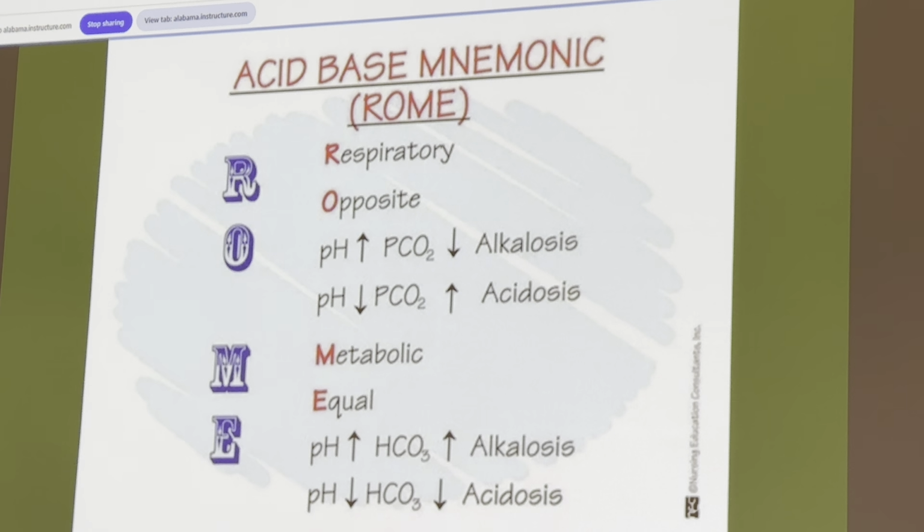I like Rome method. Respiratory opposite. So your pH level and your CO2 level are gonna be opposite of each other. You're gonna have an inverse relationship with each other. If your pH is low, your CO2 is high, that's gonna be your respiratory acidosis or alkalosis, depending on which way we fall. And then your metabolic is gonna be equal. So that's gonna refer to your pH level and your bicarb level being in the same direction, whether it be too high or too low. And that's what the Rome method is gonna represent, okay?